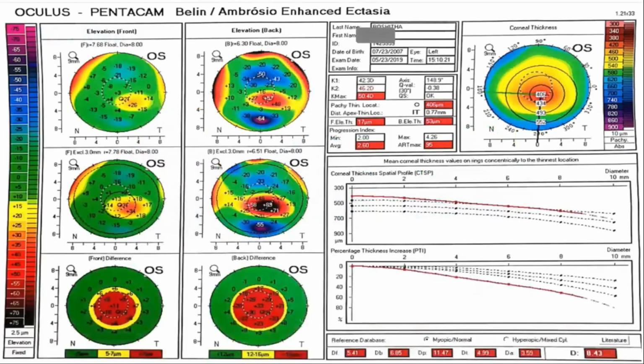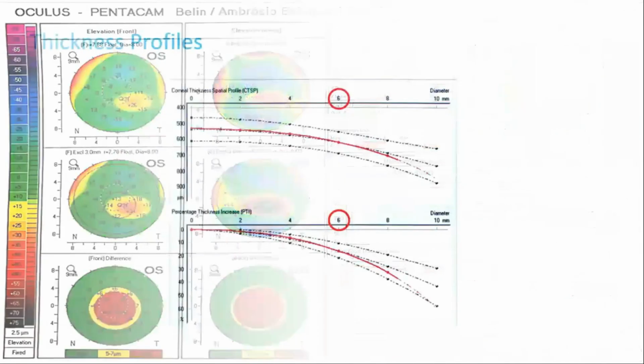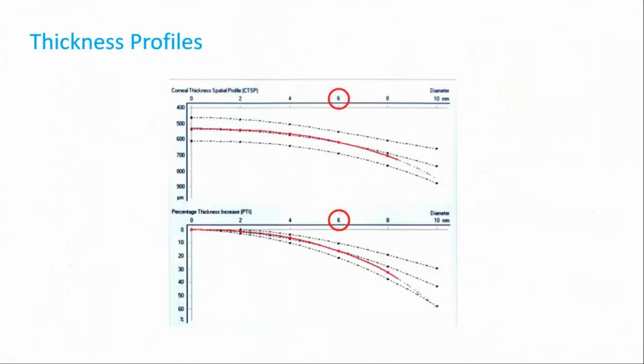This is how the map looks, and this helps us to rule out the suspicion or presence of keratoconus. And the other important thickness profiles we have to look at near the BAD map are CTSP and PTI.